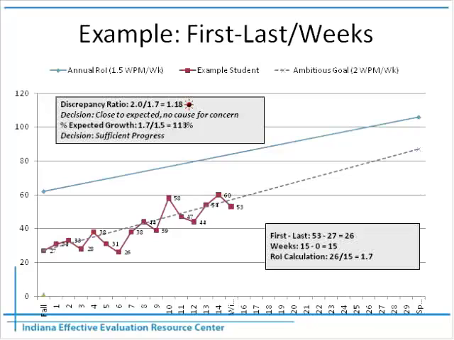goal. So those numbers can help us to conceptualize and think about, well, how far off the mark are they, and do we really need to be concerned about the amount of progress the student is making in terms of intervention?